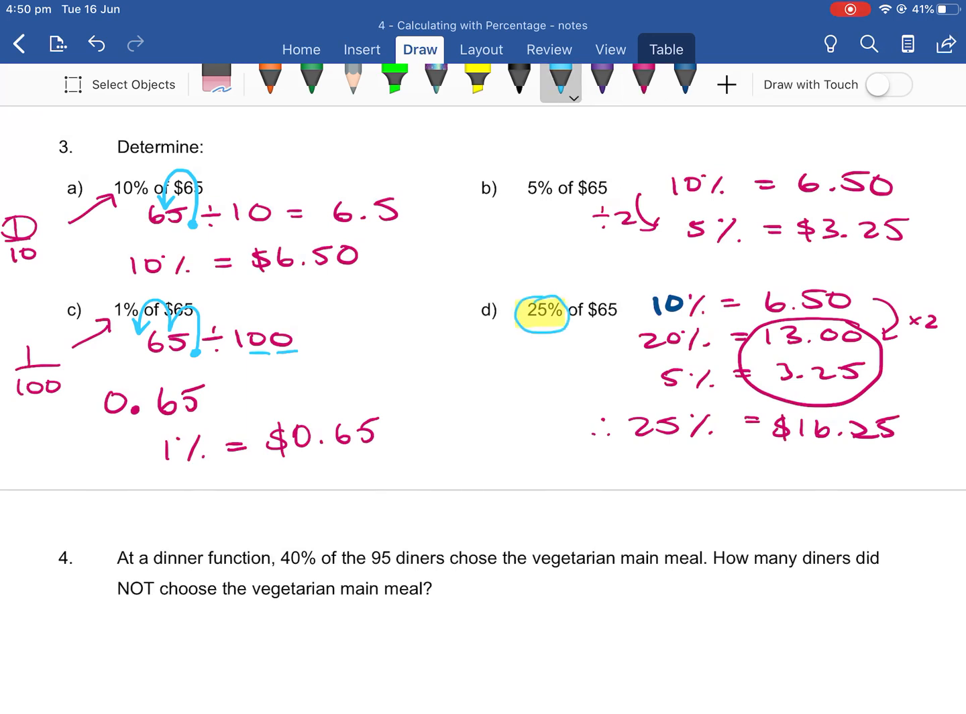Another thing you might recall is 25% is actually a quarter. So in fact, we could just say it's 65 divided by 4. It's a little bit harder to do, but we could set up a division and we're going to get $16.25.